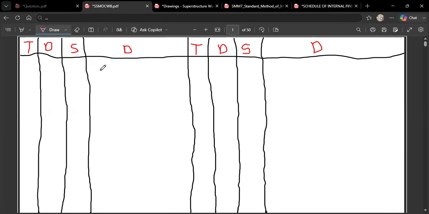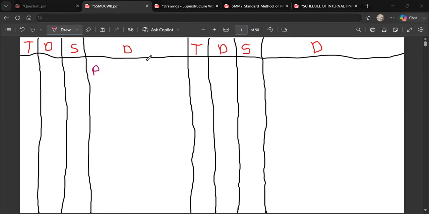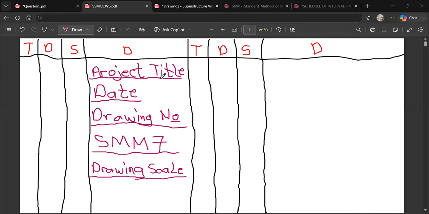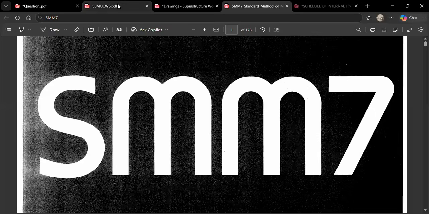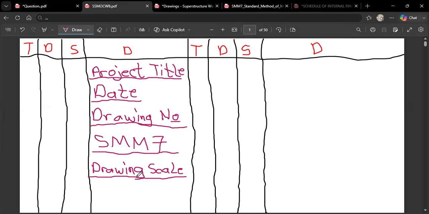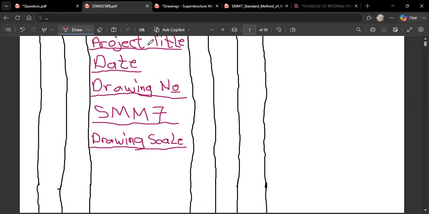So I'm going to put down first the project title. Exactly. So you put down your project title, the date, the drawing number, the SMM you are using. We are using SMM 7, okay? That is why I've written SMM 7 over there, and also you put down the drawing scale. Then from then, what are you going to do?